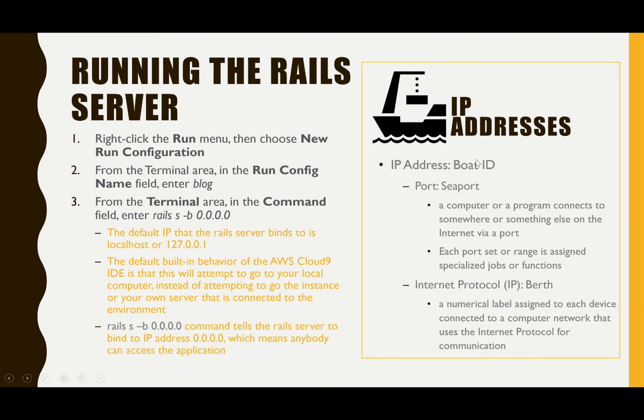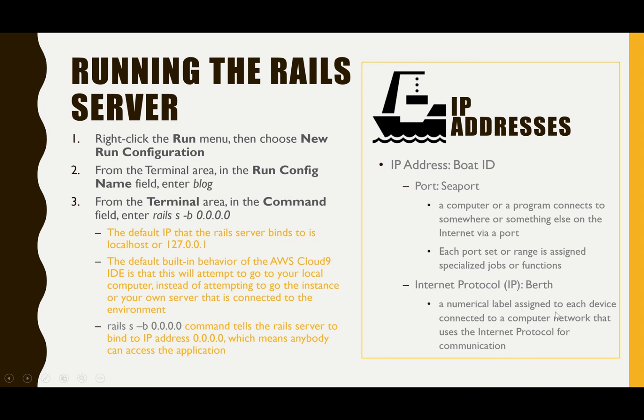An IP address, you can kind of imagine it as a sea port. So your IP address is basically your boat identification number. Your port is like a sea port. So a computer or program has to connect somewhere or something else on the internet via port. So imagine all the USB ports in your computer. Each port has, depending on the number, specialized jobs or functions, and you can search this up online if you're interested. So port will be followed by your internet protocol number, which is kind of like your berth number for your boat. So which berth it's going to berth at.